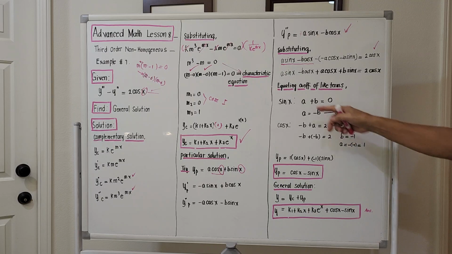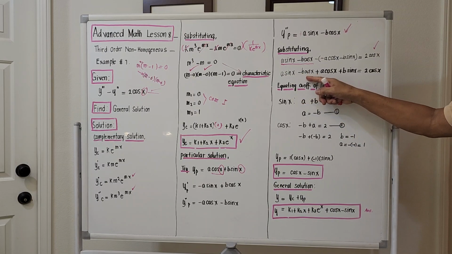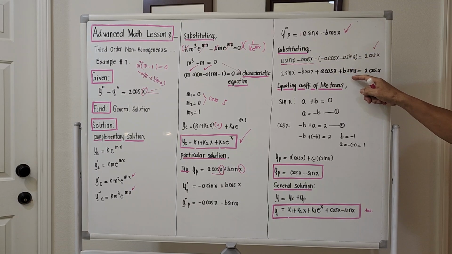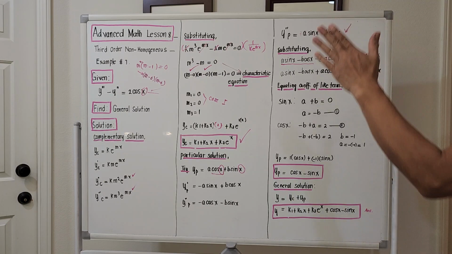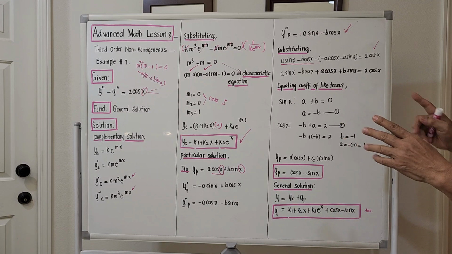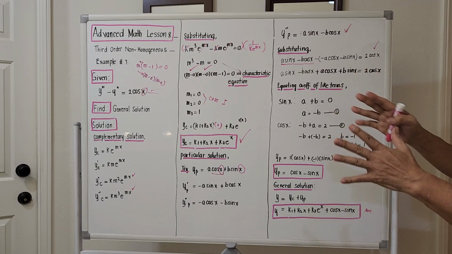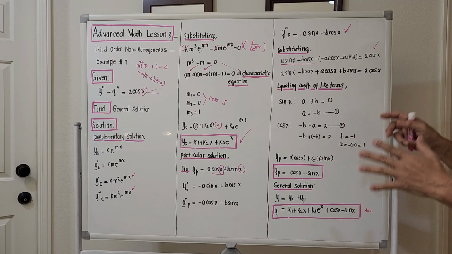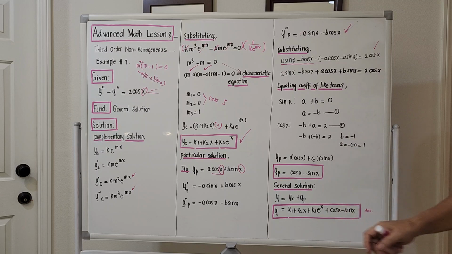Expanding this one, this should be a sine x minus b cosine x, minus minus will now be plus a cosine of x, minus minus, this will be plus b sine of x equal to twice cosine of x. So if you try to notice, the resulting left hand side has terms which contain the sine function and the cosine function. That is where we will formulate the equation on how to compute for the value of a and b.